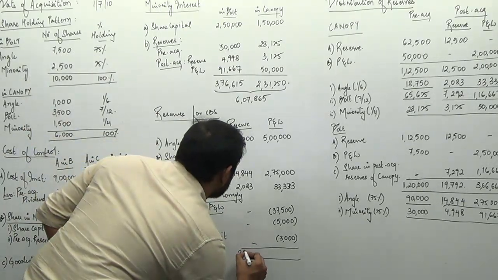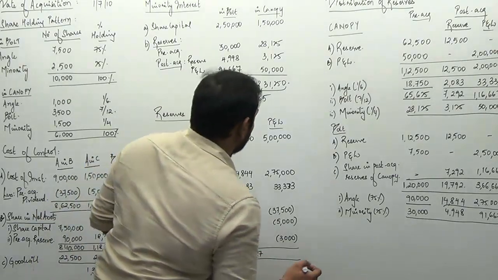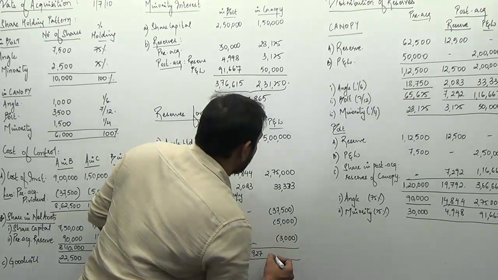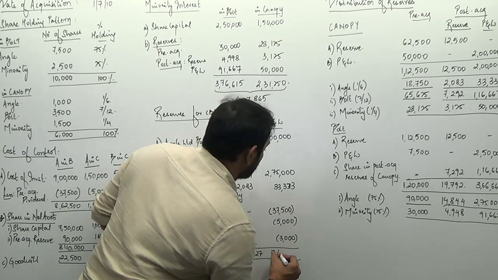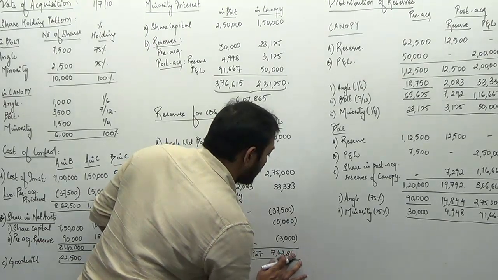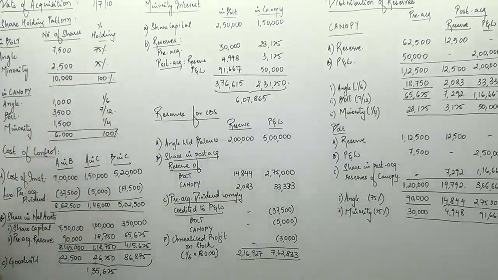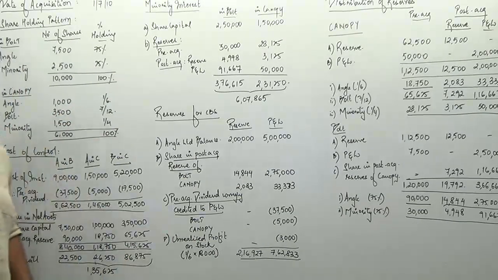This is 2,16,927. This one is minus 42, minus 4,500. This is 7,62,833. We have cost of control, we have minority interest, we have reserves for CBS, and directly go for balance sheet.